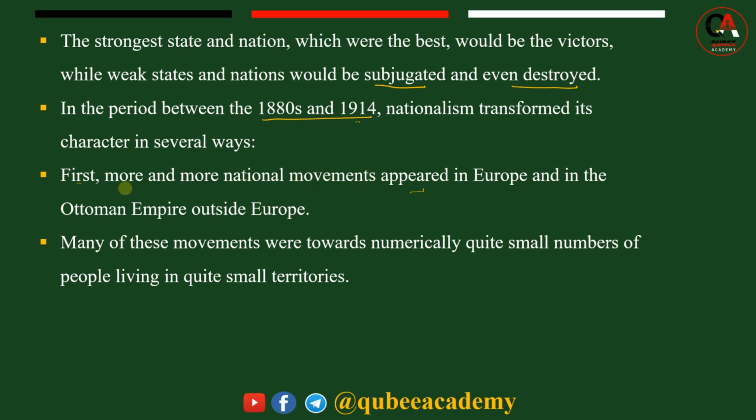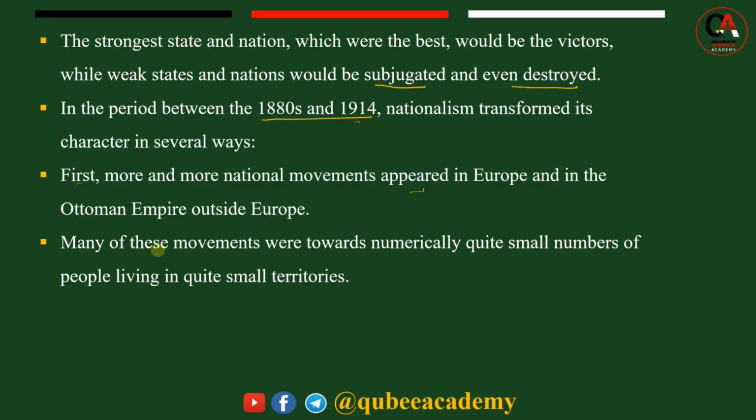So in Europe and in the Ottoman Empire outside Europe, around 1880 up to 1914 there was a large, broad national movement. It was in European countries and in lands ruled by the Ottoman Empire. This indicates the transformation of nationalism. This character also changed from nationalism as a feeling to national movement.